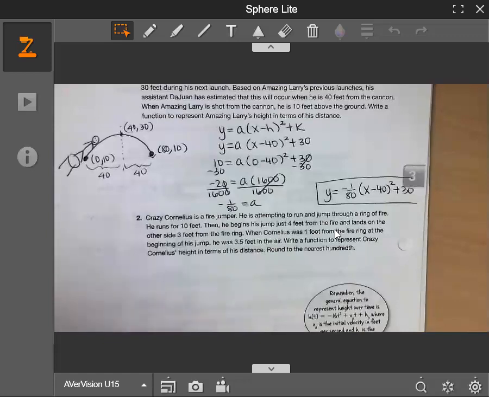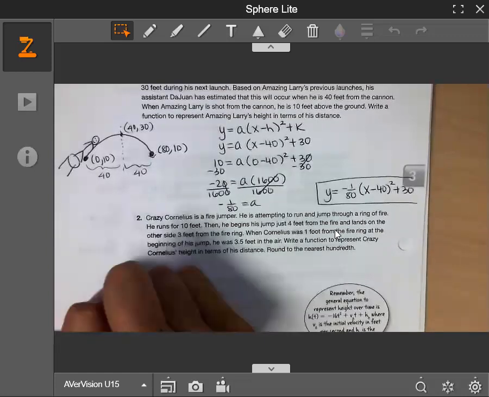When Cornelius was 1 foot from the fire ring at the beginning of his jump, he was 3.5 feet in the air. Write a function to represent Crazy Cornelius' height in terms of his distance. There's some confusing way that they wrote that there, so drawing a picture may be the best way that we can do this.